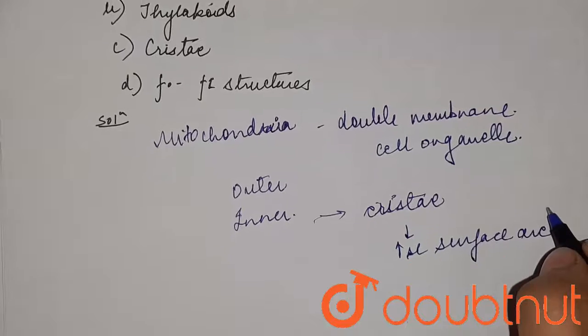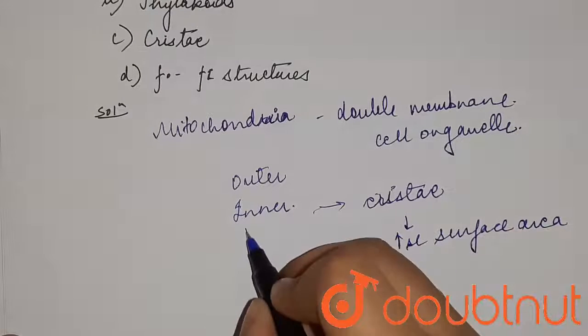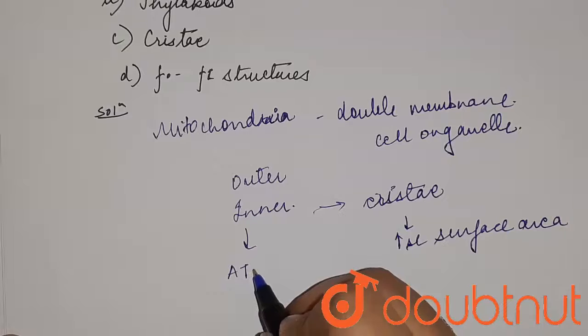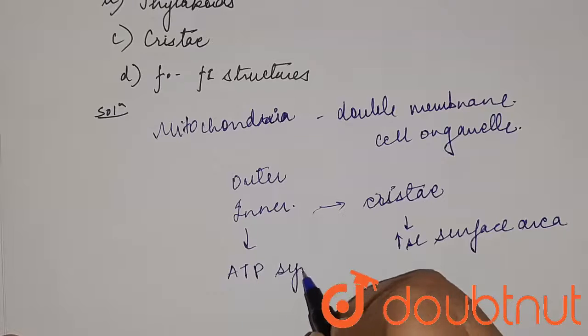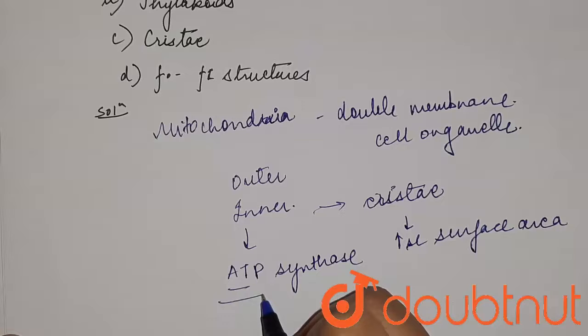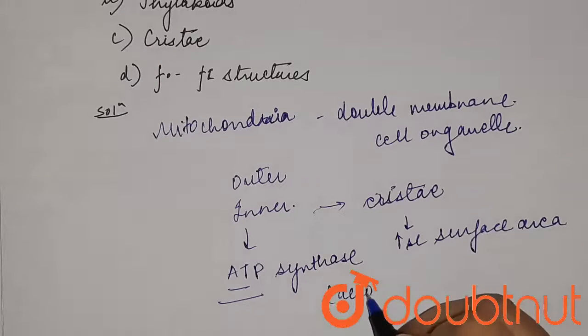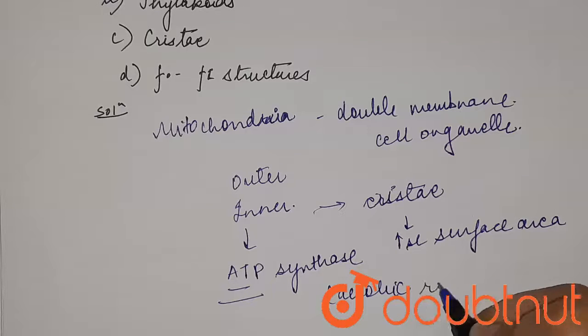Then they have the enzyme ATP synthase, which is embedded in the inner mitochondrial membrane. So ATP synthase helps in the synthesis of ATP. It is also the site for the electron transport chain, which is aerobic respiration.